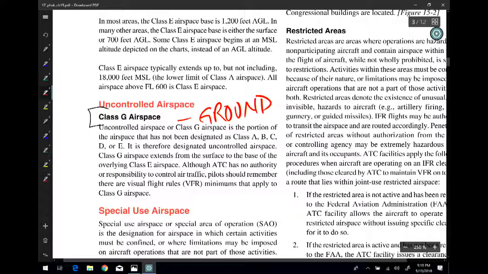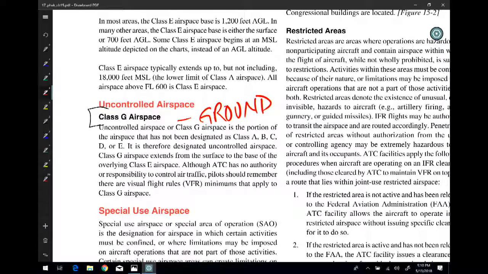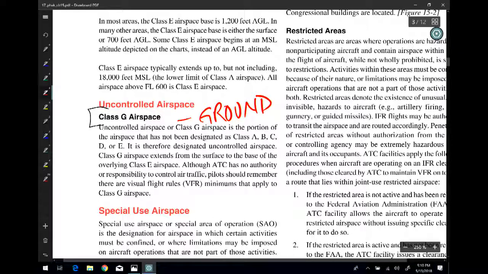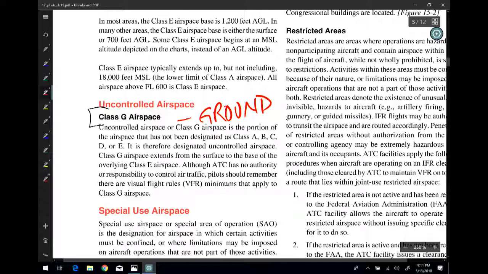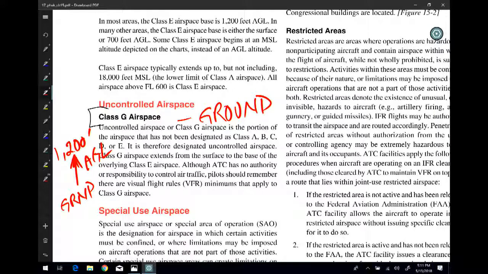Okay? Class Gulf airspace, I want you to think ground. And here's why. Anything that is not A, B, C, D, or E, it's going to be G. So if we look at that, we're going to have airspace that can be, in essence, from the ground up to, in some places, 1,200 feet AGL.